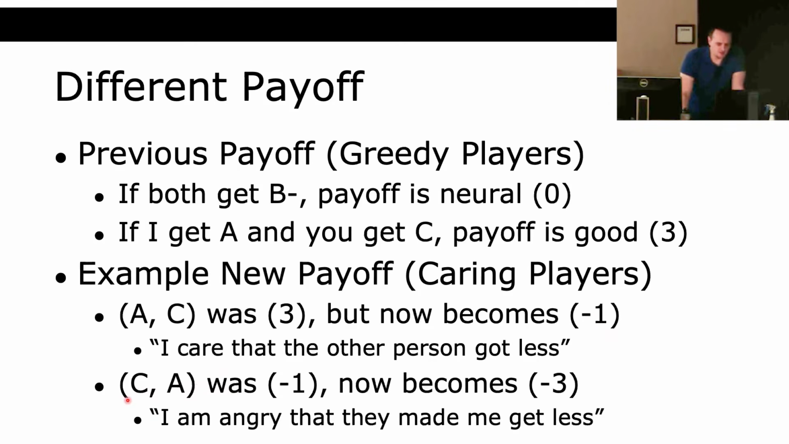And now maybe CA, I get a C and they get an A. It was -1, but now it's a -3. It hurts because the person I care about did better than me and they kind of threw me under the bus, right? So I'm kind of angry at that. So maybe this is more emotional or illogical or whatever, I don't know. But this is all contrived in order to make up some different numbers, right?